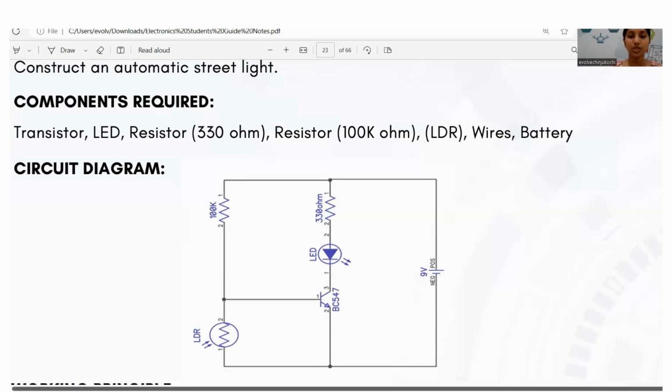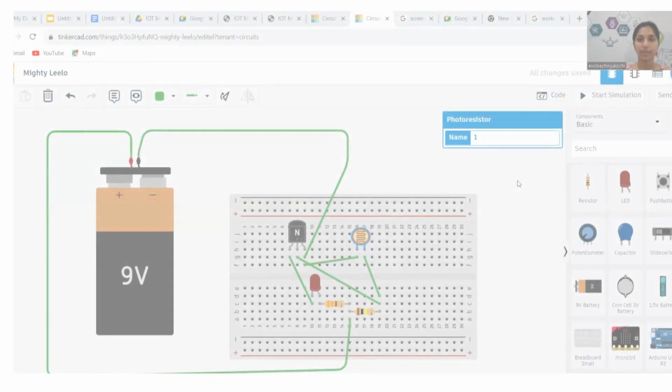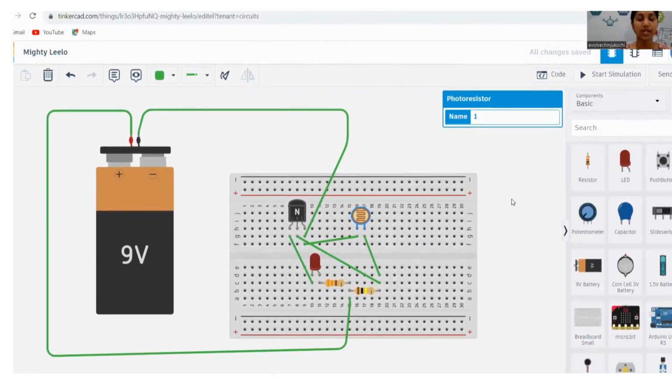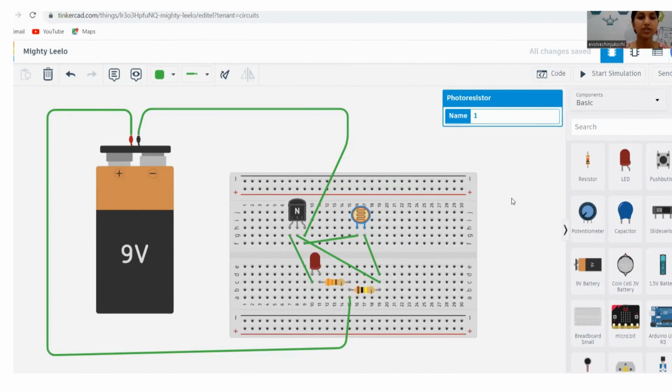Okay, now I am going to simulate this circuit in the software Tinkercad. This is the circuit diagram that I already mentioned here. I designed it in a Tinkercad circuit, and to save time, I already designed it. Here, this is the photoresistor, this is the transistor, this is the LED, and both of these are resistors. Okay, let me start our simulation. Here I have a button to simulate the circuit. I'm starting the simulation, and at the start, the LED is on.